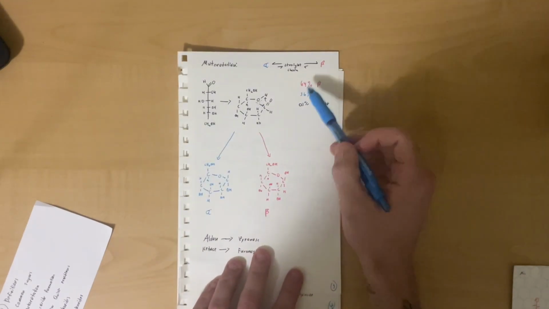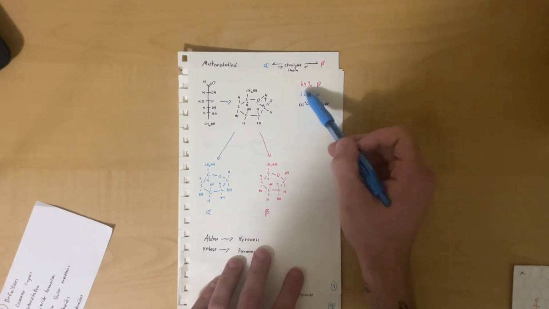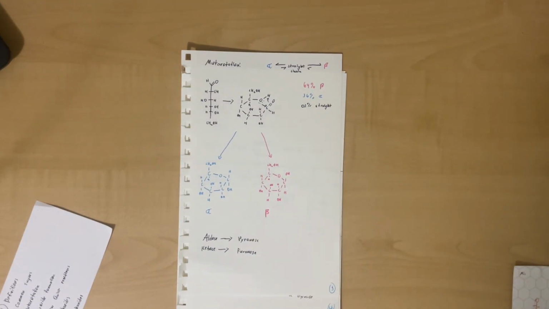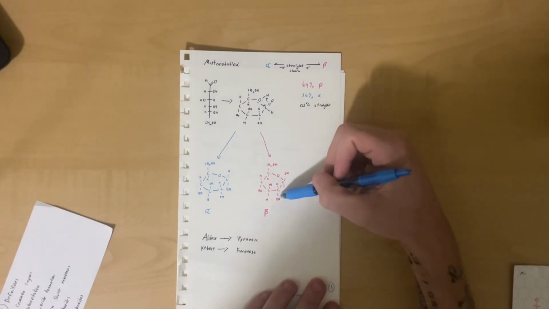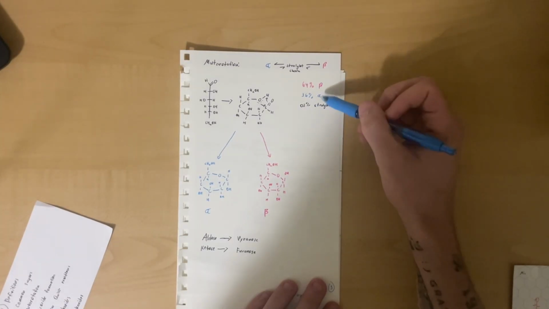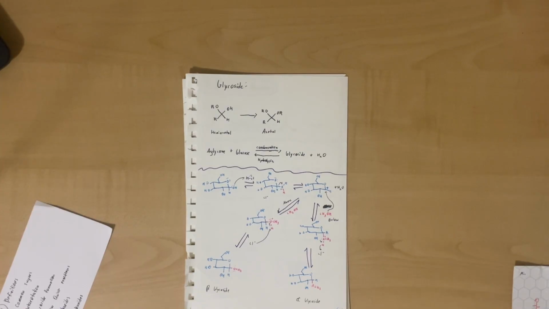One more thing though, before we do that, which is that in solution, naturally it will reach equilibrium, meaning it will naturally become mostly the beta form, a little bit of the alpha form, and a very tiny bit of the linear straight form as it interconverts between the different ones. So what is a glycoside? A glycoside is the next part of this video.